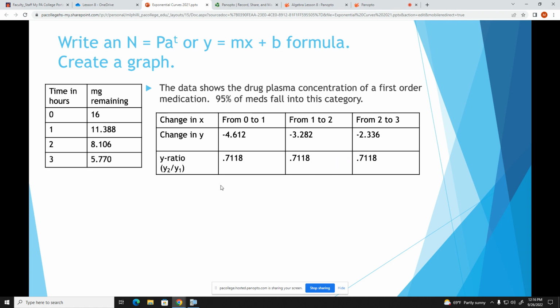In this problem, we are asked to either write an NPAT formula or a y equals mx plus b formula, and we're also asked to create a graph. So when I look at the change values, and change we recall would be y2 minus y1, I see that they are not constant, which means it is not linear.